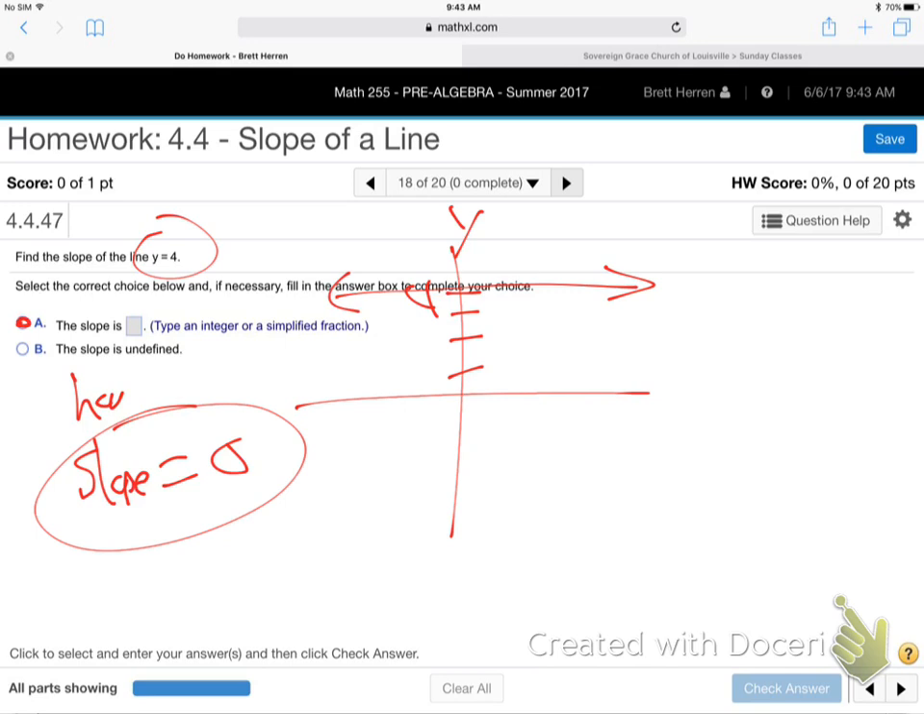So we would choose this. Slope is 0. Does that make sense? Horizontal line, slope 0, no rise. Vertical line, slope undefined. All right. Real life application kind of thing here.